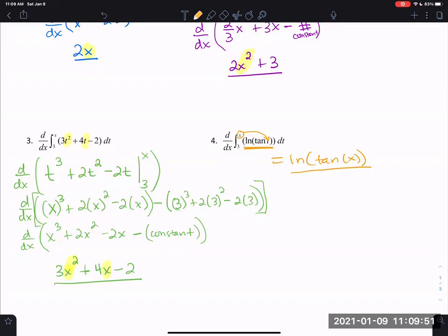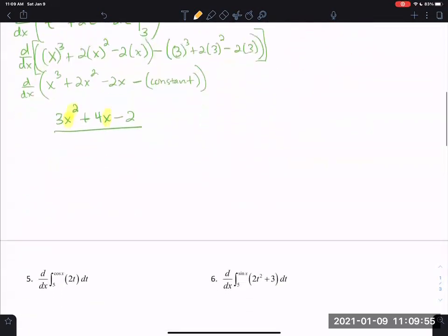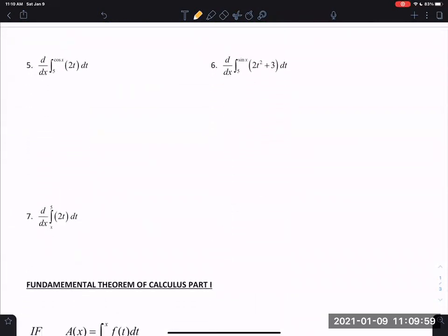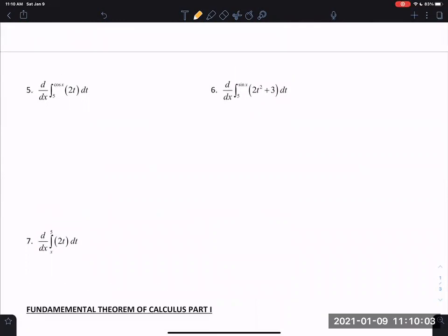All right. That is Fundamental Theorem Part 1. At least that's part of it, okay? It is that easy, but it can't all be that easy. So there's a couple more types of nuances we're going to put to this so that you know how to do all the types that could be presented, okay?